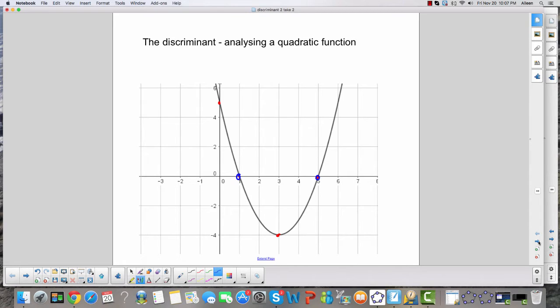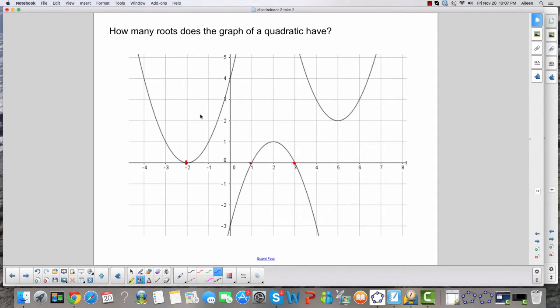So let's begin. Here I've got three different parabolas. We notice this one sits on the x-axis, so there's only one place where it intercepts, that's at -2. Here this parabola intersects the x-axis in two places, and this parabola doesn't intersect the x-axis at all.